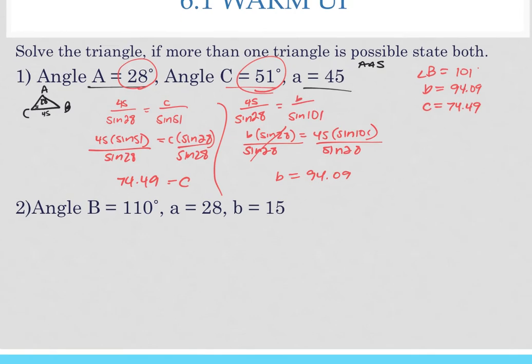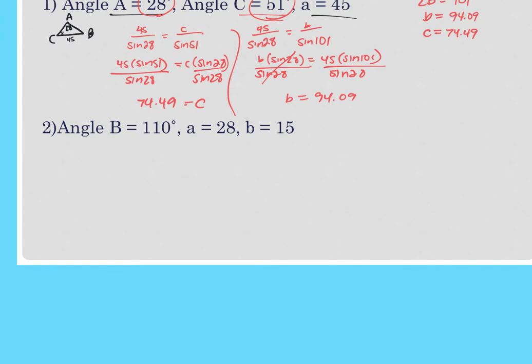All right, then comes number 2. On number 2, you've got an angle and two sides, and it's the non-included angle. So this is our SSA situation. We have to check for a second triangle.